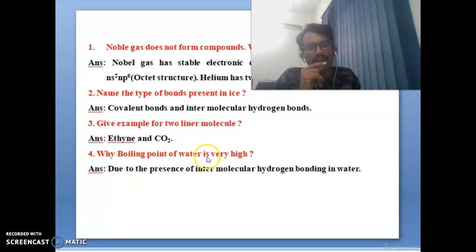Why is the boiling point of water very high? That is also a very general question. Due to the presence of intermolecular hydrogen bonds in water molecules. That's why water always shows a high boiling point.